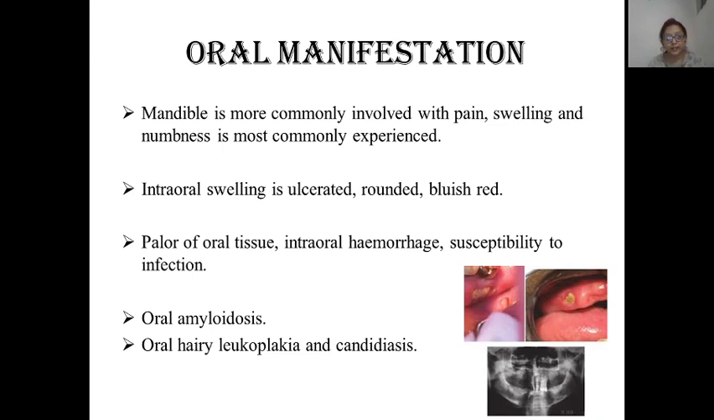Oral amyloidosis. Amyloid is an abnormal protein, and oral amyloidosis is a complication of this lymphoma. Here, what happens? The amyloid proteins are deposited in the tongue as well as in the gingiva or in the palate, everywhere. So what happens when it is deposited in the tongue? The tongue swells and there is inability to swallow or inability to talk.